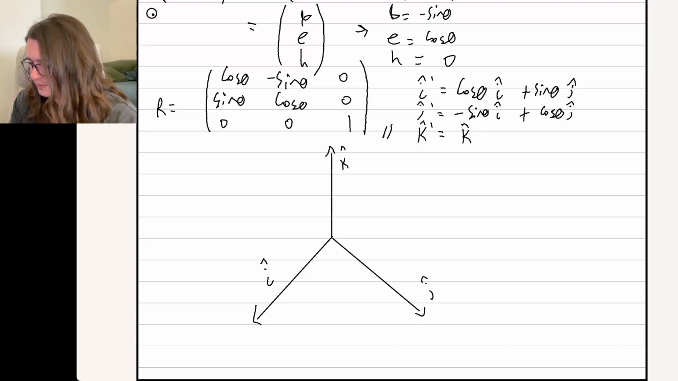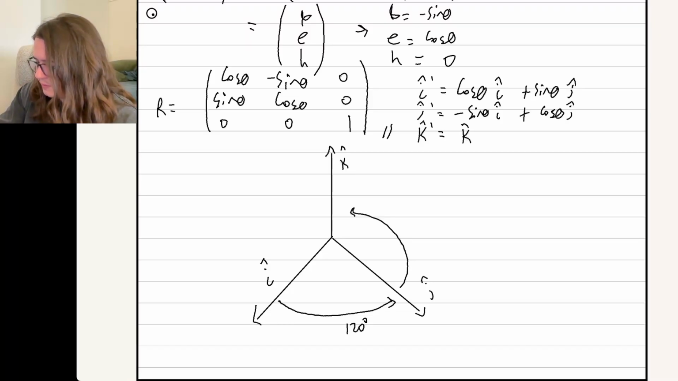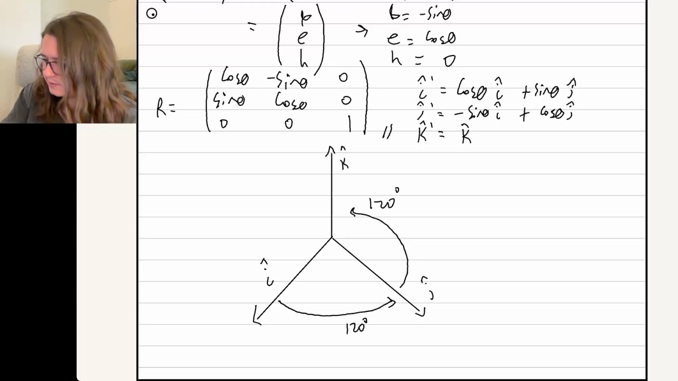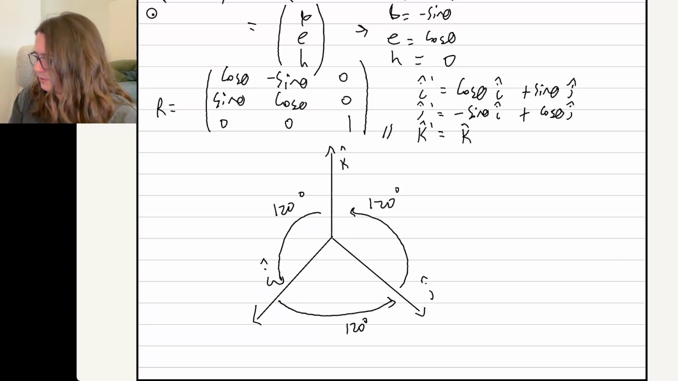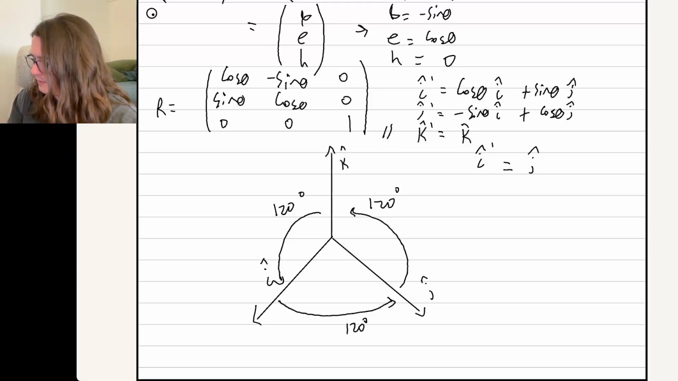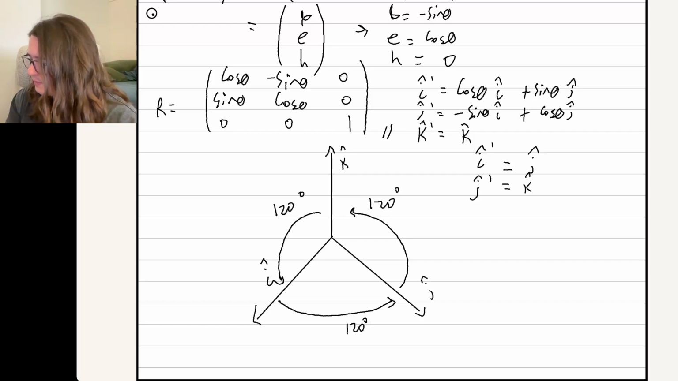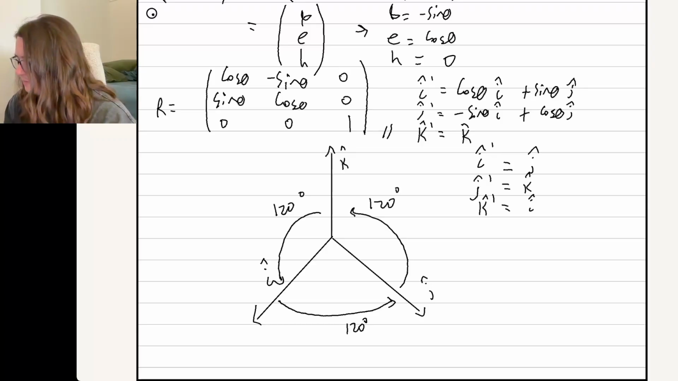So I hat is going to be rotated 120 degrees. This is going to go 120 degrees. And this is going to go 120 degrees. So we're pretty much just replacing basis vectors with other basis vectors. So I hat prime is going to be J hat. J hat prime is going to be K hat. And K hat prime is going to be I hat. Nothing too crazy there, I don't think.